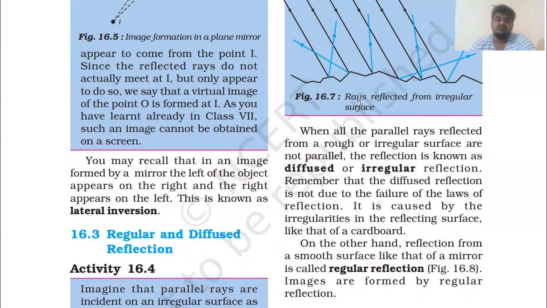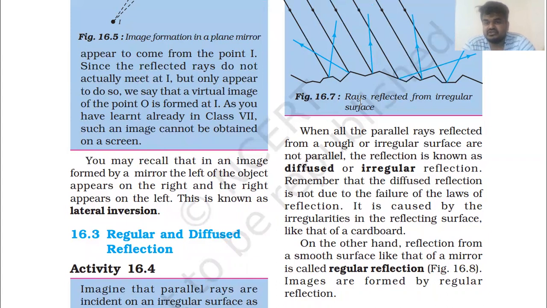When all the parallel rays reflected from a rough or irregular surface are not parallel, the reflection is known as diffused or irregular reflection. Simply, whenever we strike some rays on an irregular surface and the reflected rays are not parallel to each other, then this type of reflection is known as diffused or irregular reflection.